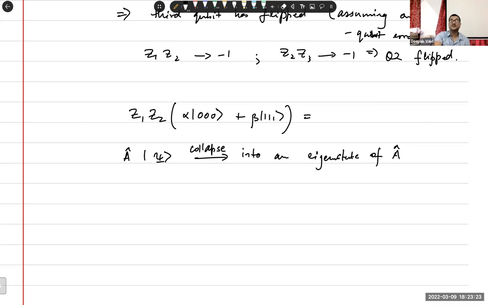Aditya, what is the measurement postulate? Just state it for me. What happens when you measure an operator A on some state psi? The state collapses into an eigenvector of that operator A. Now, if the operator A is Hermitian, what can you say about the eigenstates of that operator? The eigenvalues are real and positive. Right, but what about the eigenstates?